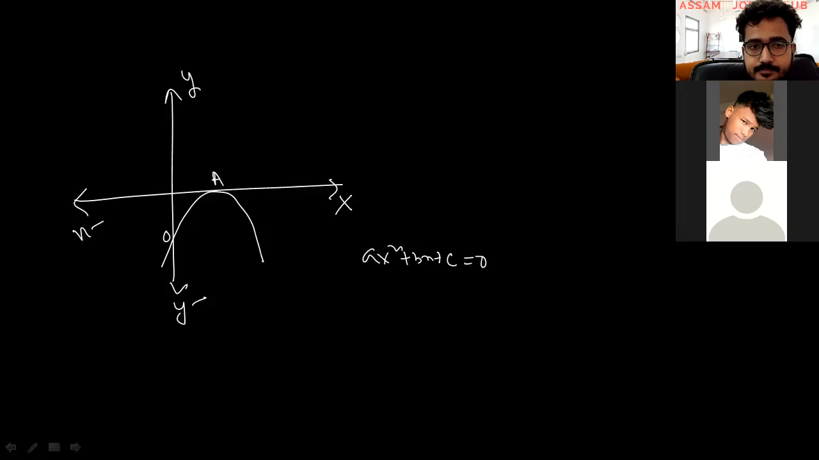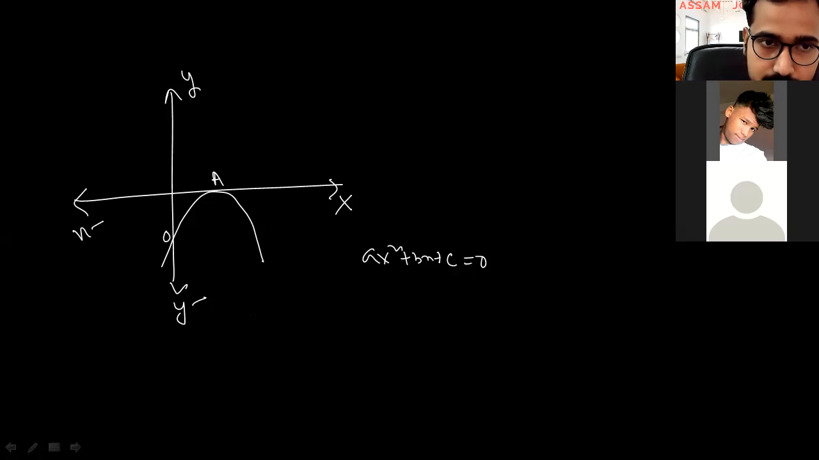Anyone? Niranjana? Jyoti? By looking at the graph, yes, tell me. Now see here, this is a polynomial of variable x. Yes or no? This is a polynomial of variable x.